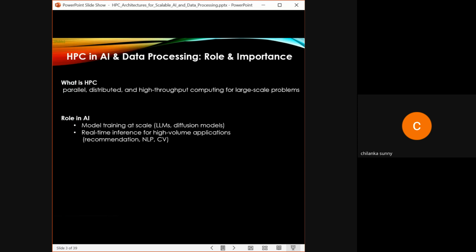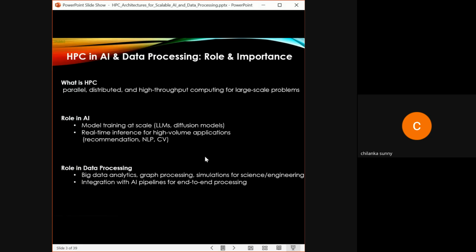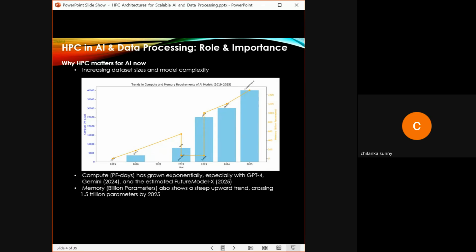Coming to inference, HPC supports critical applications, for example, healthcare diagnostics, where you need immediate results on high-resolution images. It accelerates data pre-processing, which is often the bottleneck in AI pipelines. In data processing, HPC powers big data analytics, enabling businesses to derive insights from petabyte-scale datasets. So it's essential in scientific computing, where we simulate weather patterns, molecular interactions, and astrophysical events. But why is HPC so important now?